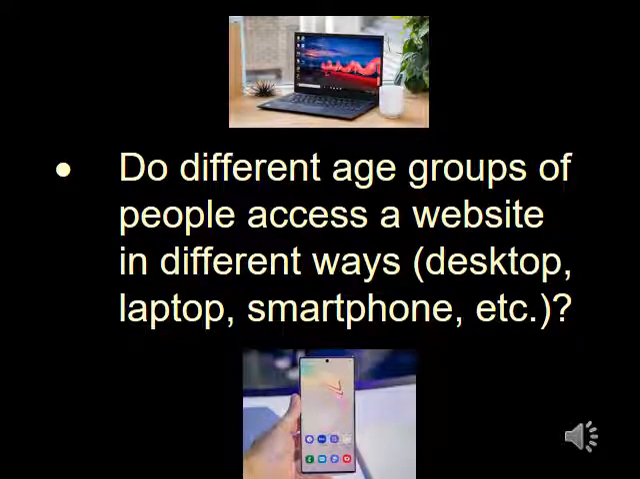I'm an older person, and my bet is I'm much more likely to use a computer than a lot of you guys who are watching this, and very likely are watching it on your phone. I think older people do tend to use computers more, and younger people are more likely to use their phones.